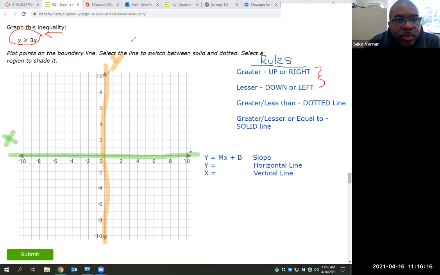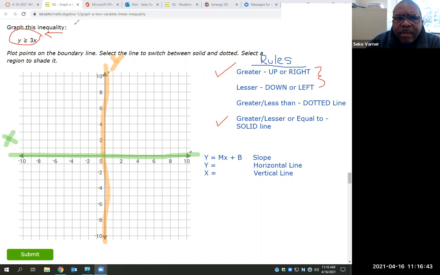So let's check on our rules. Greater than or equal to should be a solid line. Good. And it's saying that y is greater than, so greater means to go up. When I shade, I'm going to shade up or to the right, and my line should be a solid line. So let's go to IXL and let's make it happen.